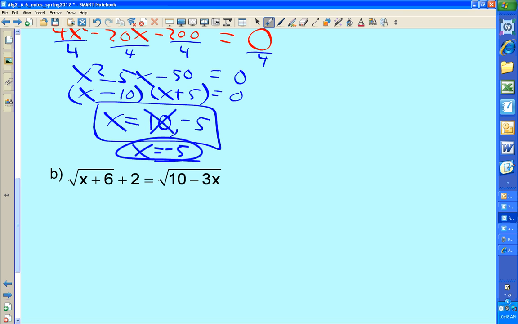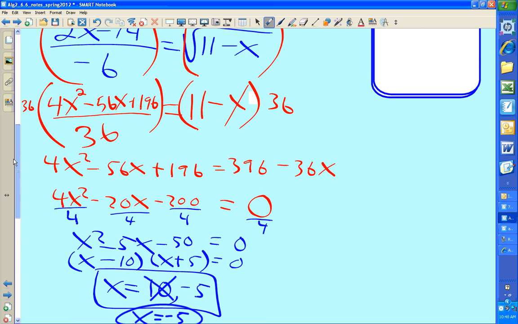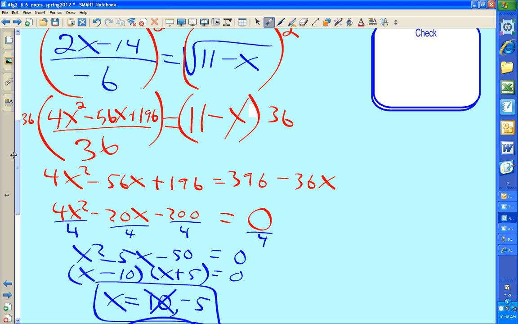These problems are time consuming, and if you don't practice them and practice them well, you start losing points on this test. It's not the way to go. Does anyone have any questions on this mess? It's all about process here.